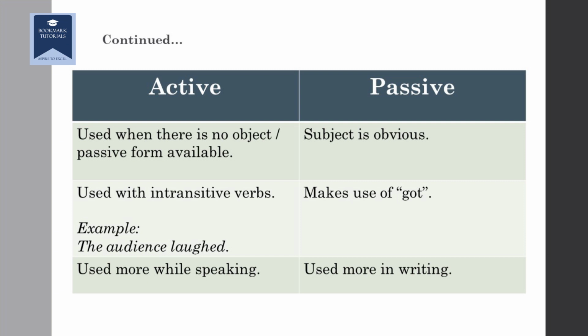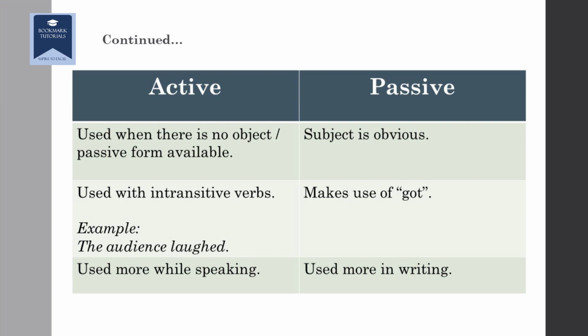The active form is used when there is no object or passive form available. It is also used with intransitive verbs. For example, the audience laughed. Here we have only a subject and a verb and no object is available. Intransitive verbs such as laughed, smiled, clapped, occurred and so on cannot have an object, and without an object we cannot form a passive sentence.